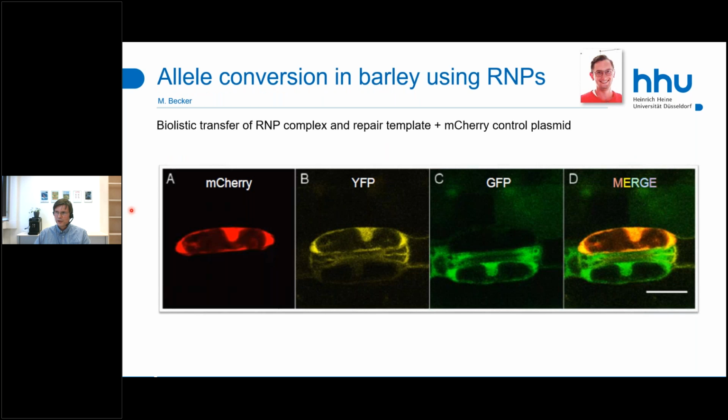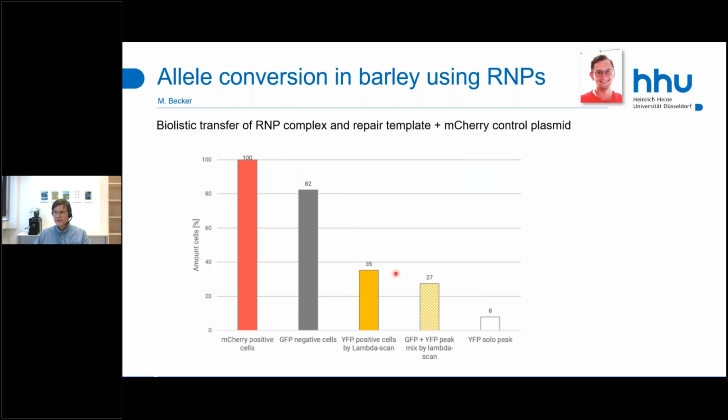In a later project, my postdoc Martin Becker used then RNP complexes in order to achieve the same outcome. He also used this transgenic barley, but this time GFP-specific RNP complexes with the non-functional repair template. And as you can see here, he also succeeded in this in epidermal cells.